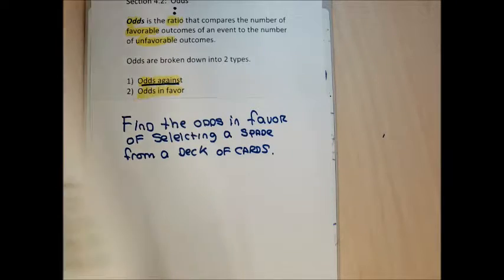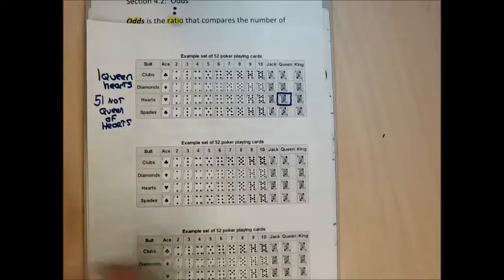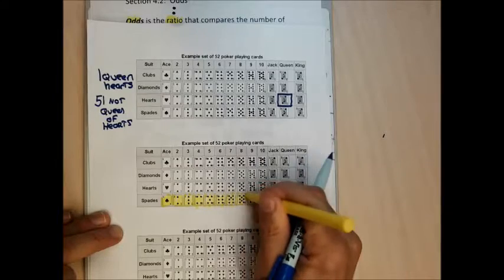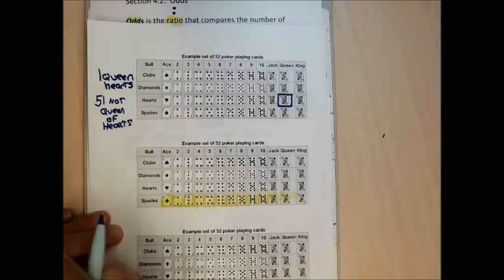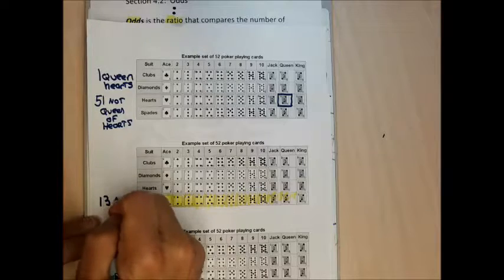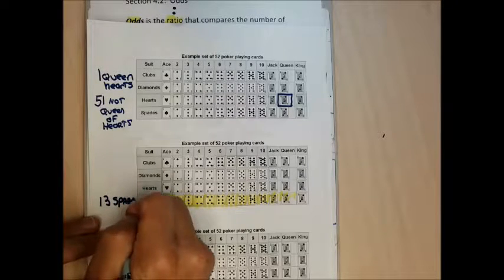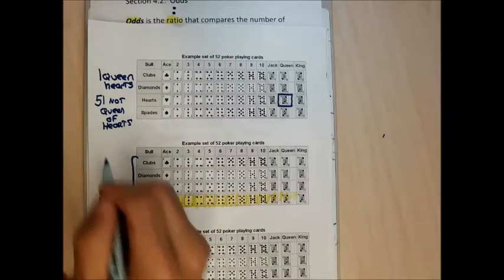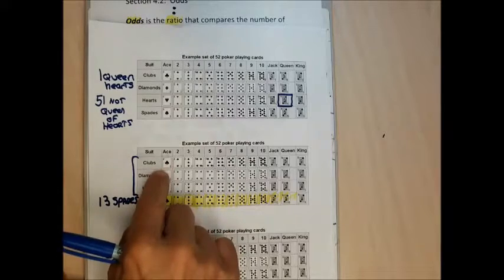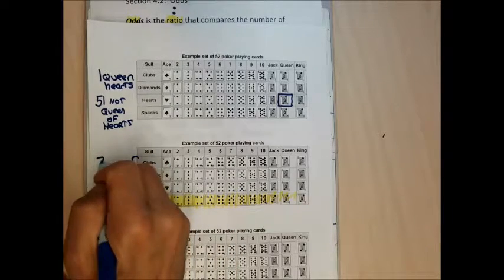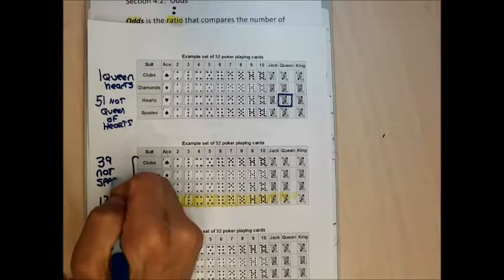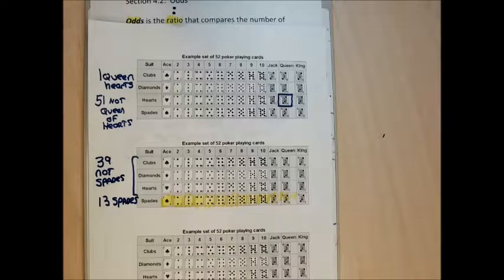Every deck of cards has 52 cards, and in my deck, if I counted up the spades, there are going to be 13 cards that are spades, and then the rest of the cards are going to be not spades. There's 13 clubs, 13 diamonds, and 13 hearts. If I add those up, I get 39 not spades. So those two numbers are going to be the numbers that I use to compute my odds.